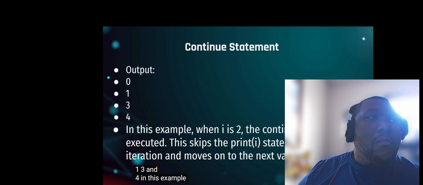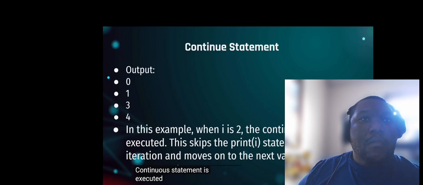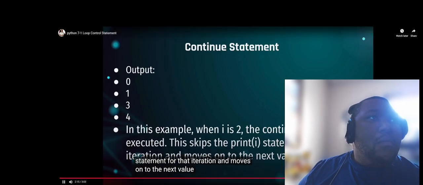In this example, when i is 2, the continue statement is executed. This skips the print(i) statement for that iteration and moves on to the next value of i.